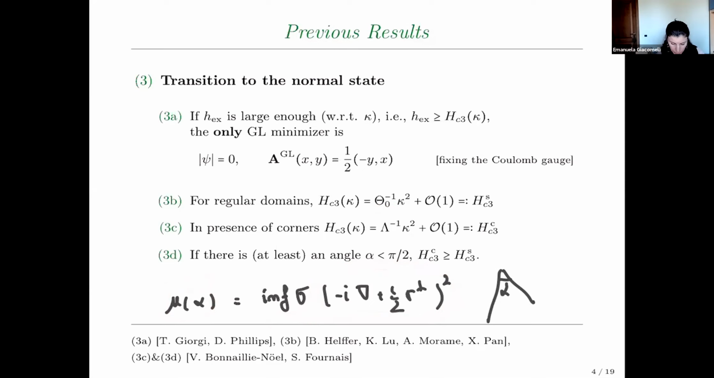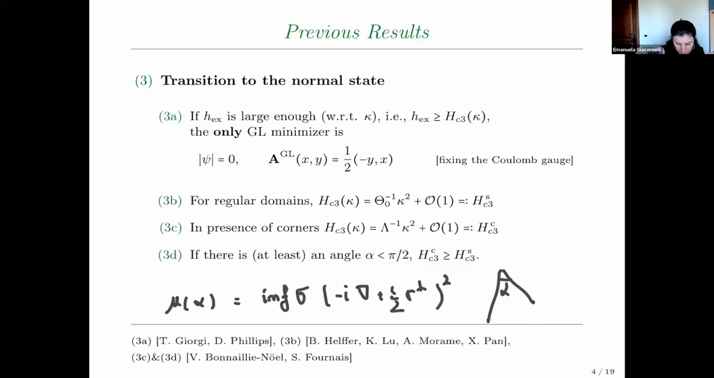what is rigorously proved so far is that as soon as alpha is an angle which is less than pi/2, then this value here is strictly less than θ0. And because of that, what we can say is that if in your domain there is at least an angle with an opening angle alpha smaller than pi/2, then the third critical field in presence of corners is bigger or equal, actually much bigger than the third critical field in the smooth case.